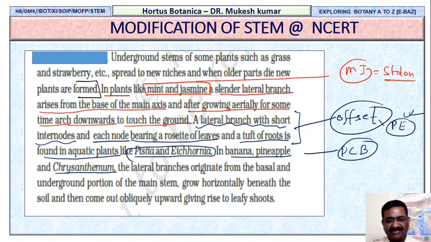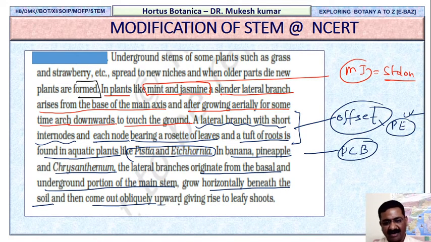Clear? Now next, in banana, pineapple and chrysanthemum, I told you about your subjects, physics, chemistry and biology, PCB. The lateral branches originate from the basal and underground portion of the main stem, grow horizontally beneath the soil and come out obliquely upward, giving the leafy shoot. So this is all about this structure, and this is banana.